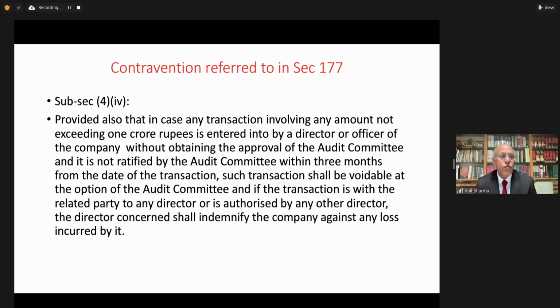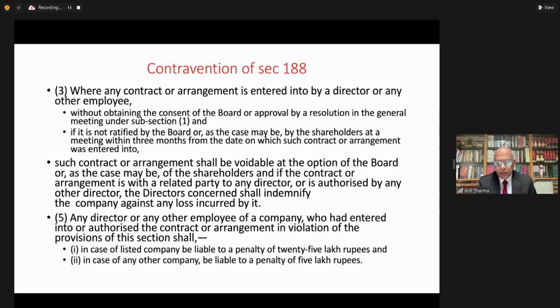Look at sub-section 4 of section 177. It says that in case any transaction involving an amount not exceeding 1 crore rupees is entered into by a director or officer of the company without obtaining the approval of the audit committee, or it is not ratified by the audit committee within 3 months from the date of transaction, such transaction shall be voidable at the option of the audit committee. And if the transaction is with a related party or any director is authorized by any other director, the director concerned shall indemnify the company against any loss incurred by it. So a serious repercussion comes through this type of non-compliance.